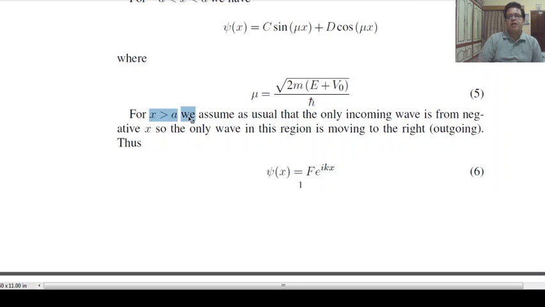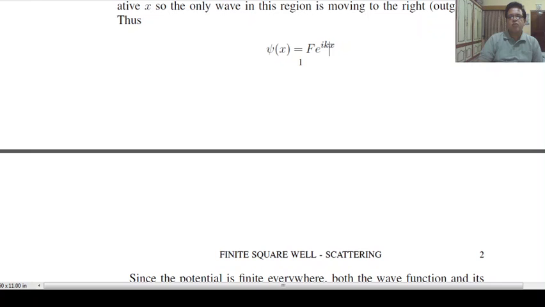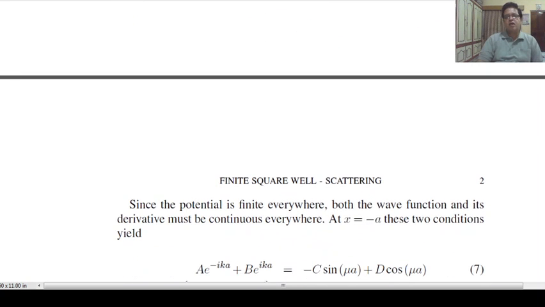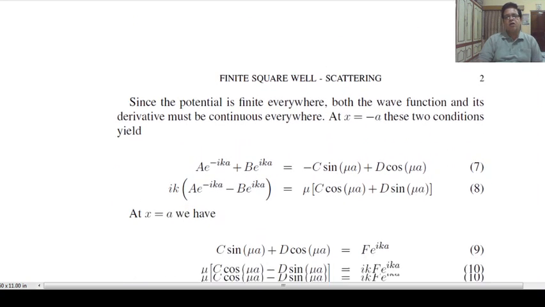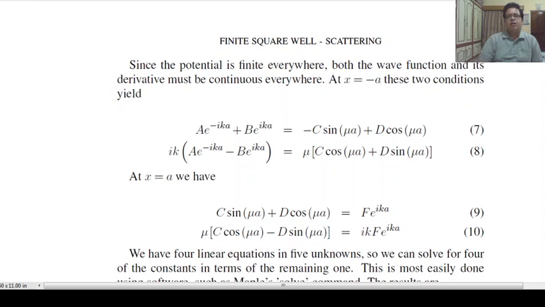For x greater than a, we assume as usual that the only incoming wave is from the negative axis. So the only wave in this region is moving to the right, outward, because there is no boundary in the third region. So there is only the outgoing wave solution F e raised to i k x, and there is no term of e raised to minus i k x, that is, a reflected wave is not possible.